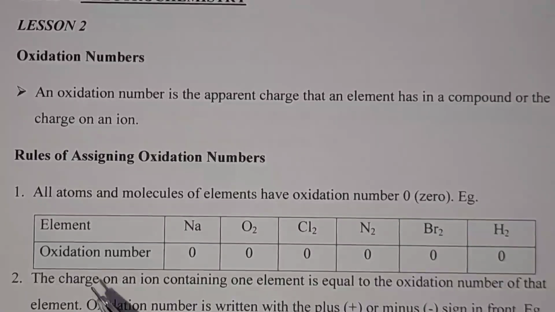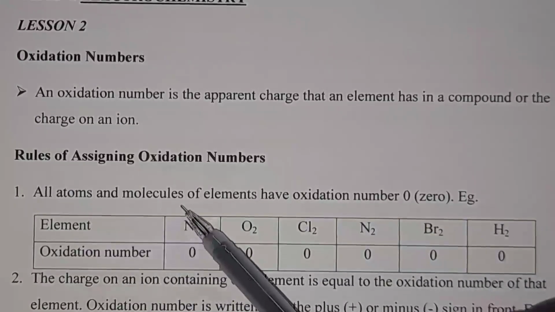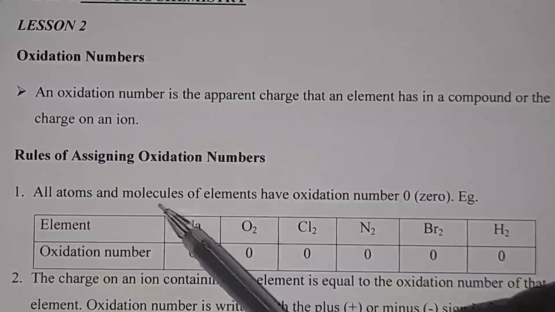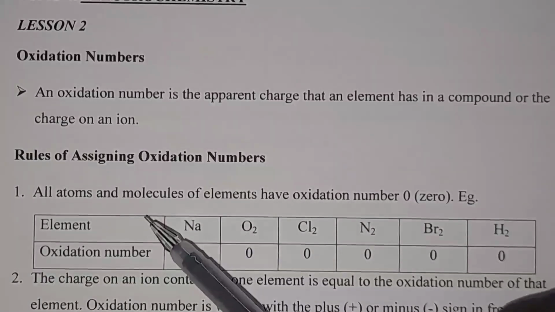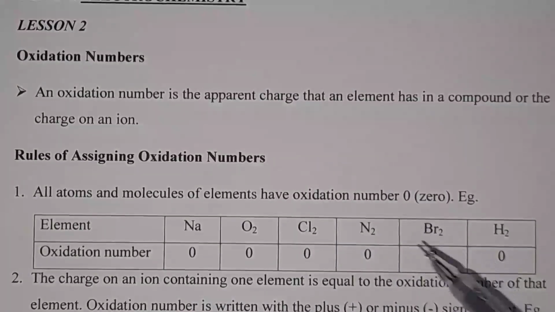E.g., we can have atoms like sodium, its oxidation number is 0. Or we can have elements which exist in a molecular form like oxygen molecule, chlorine molecule, nitrogen molecule, bromine molecule, and hydrogen molecule. Their oxidation number, all of them, is 0 because we are told all atoms and molecules of elements, not molecules of compounds. We are talking about molecules of elements like chlorine molecule, which have oxidation number 0.